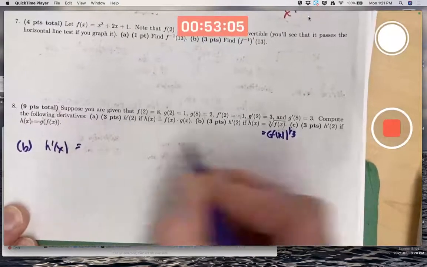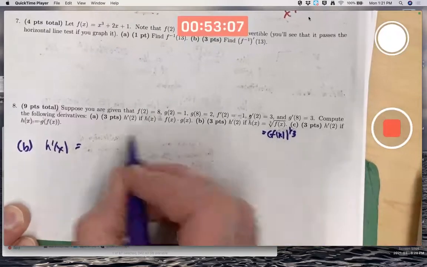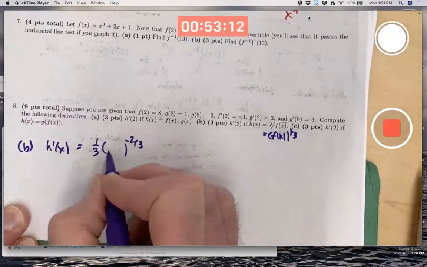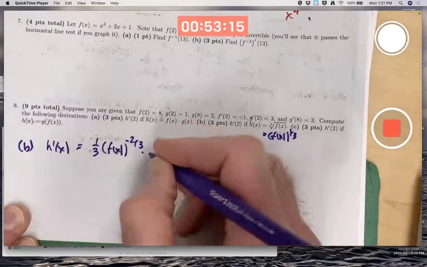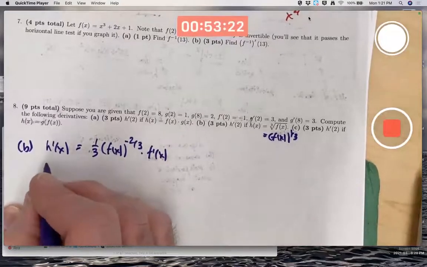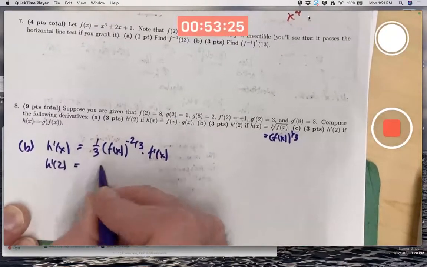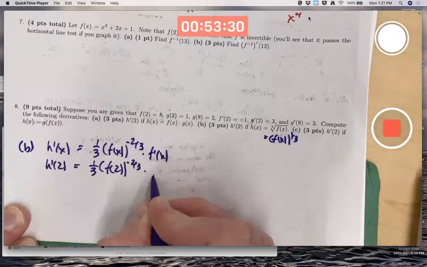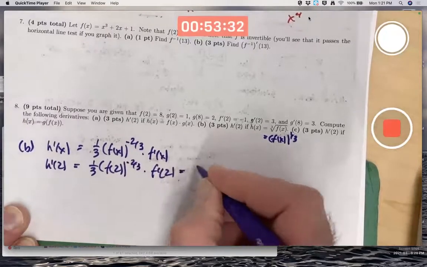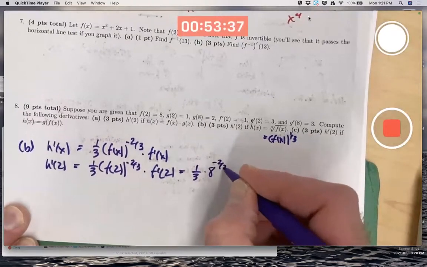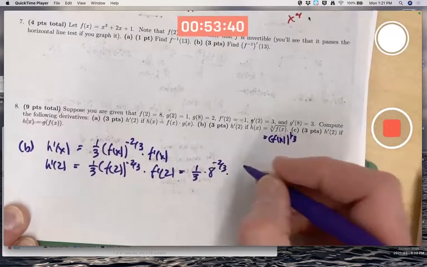H prime of x, the derivative of x to the 1/3, is 1/3 x to the negative 2/3. But then you plug in the inside function, and then the extra step is to multiply times the derivative of the inside function. Now plug in 2 and use what you're given. H prime of 2 is 1/3 f of 2 to the negative 2/3 times f prime of 2. Plug in the numbers. F of 2 is 8. F prime of 2 is -1.